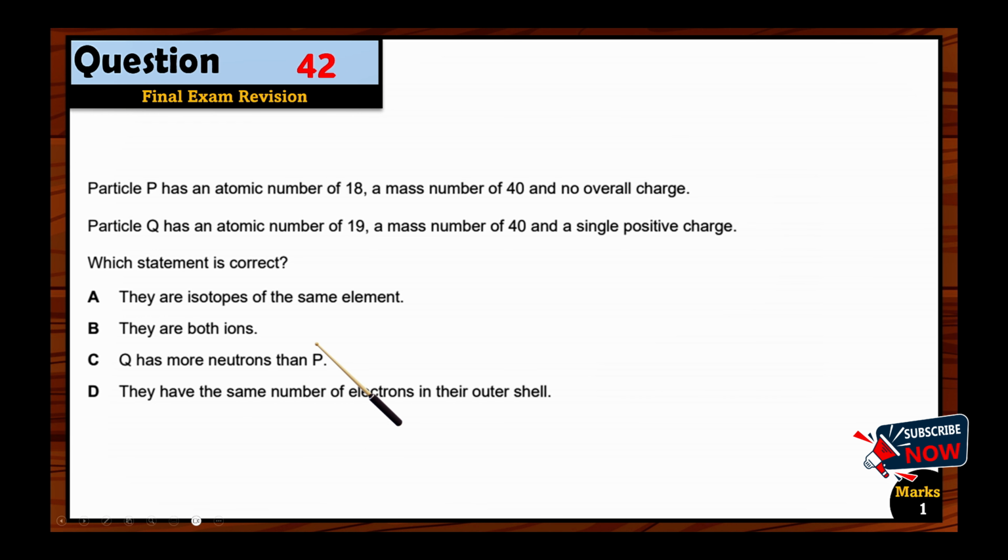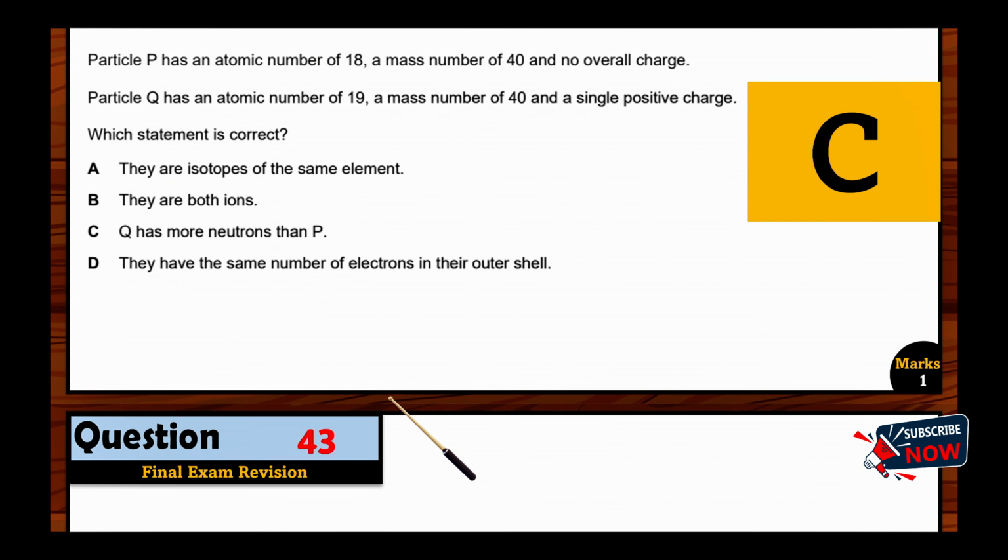Q has more neutrons than P. So yes, that can be right, that Q has more neutrons than P. Because if you see over here, the atomic number was 20 and still we are getting 40. So this can be right. They have the same number of electrons in their outer shell. No, one is 18, the other one is 19. So they cannot have the same number of electrons in the outer shell. So option C is the only option left. So that's right.